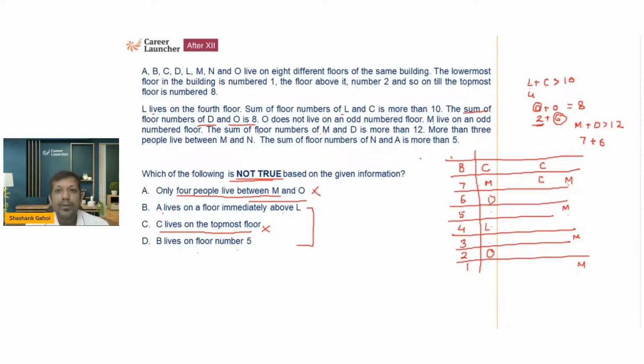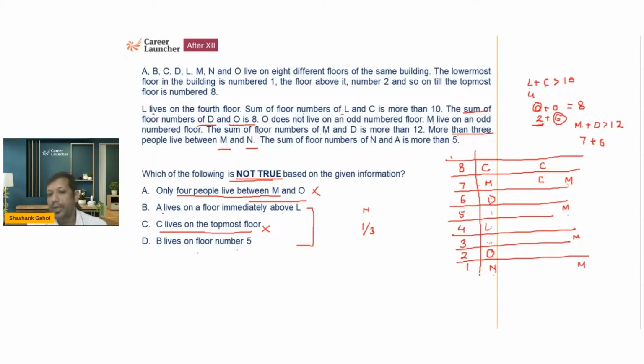Okay. There are more than 3 people living between M and N. So M is here, 1, 2, 3. So N can be either this or N can be this. Okay, so N can have a possibility of either 1 or 3. Oh, sorry. More than 3 people means at least 4. So 1, 2, 3, 4. So it means N has to be here only.